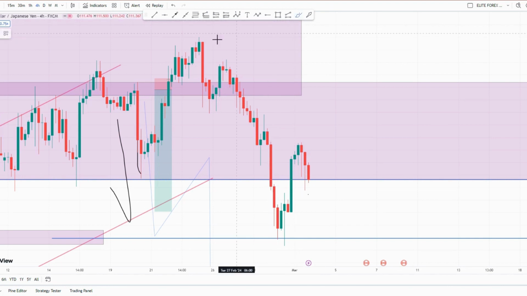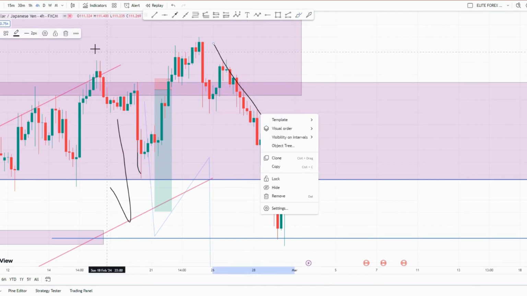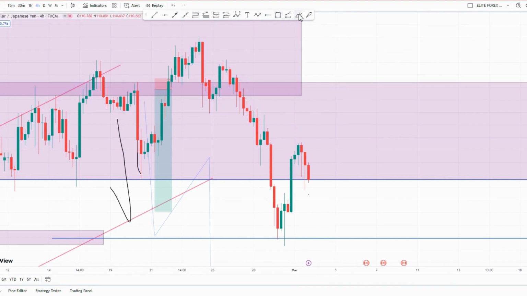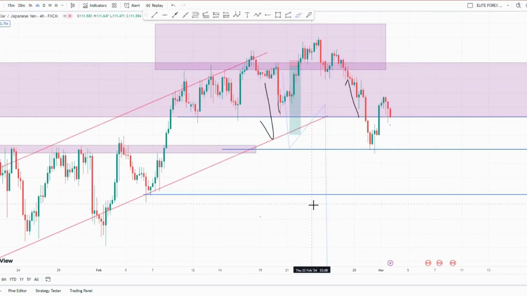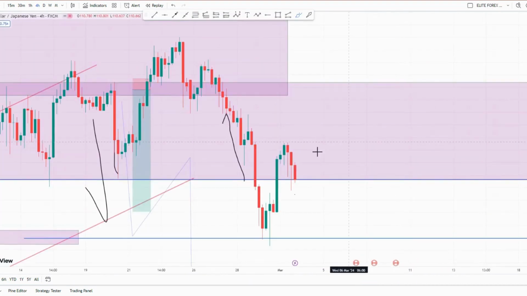So this is a downtrend. In case you are new to forex trading, a downtrend is a trend that is going downward, and an uptrend is the reverse, the one that's going upward. Understand? So in this case right now, the market has sold. From our analysis, we are looking at a sell trend.